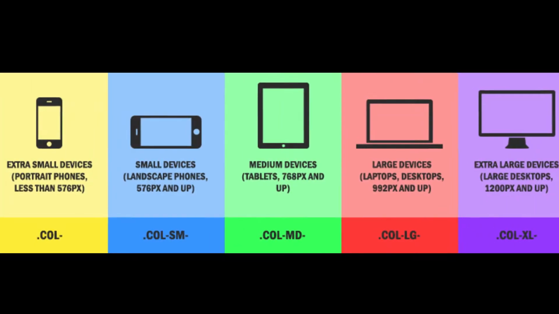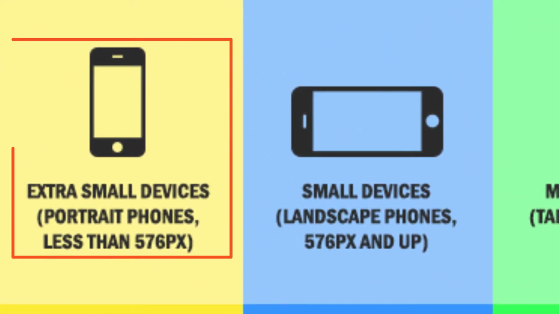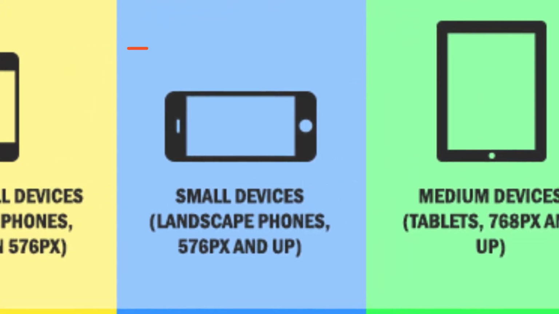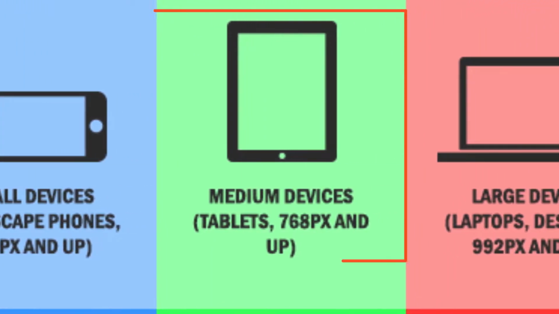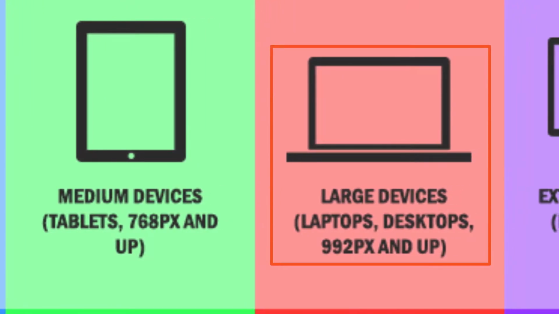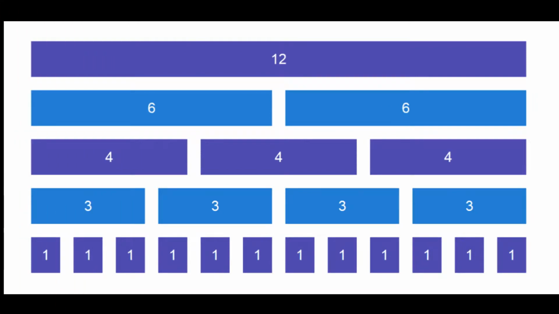The grid system considers majorly 5 different screen sizes, and they are: extra small screens, such as small mobile phones; small screens such as regular mobile phones; medium-sized screens such as tablets; large screens such as desktop and laptop; extra large screens such as external monitors.